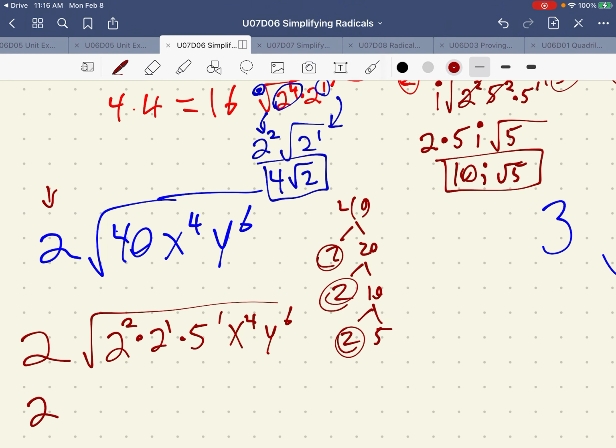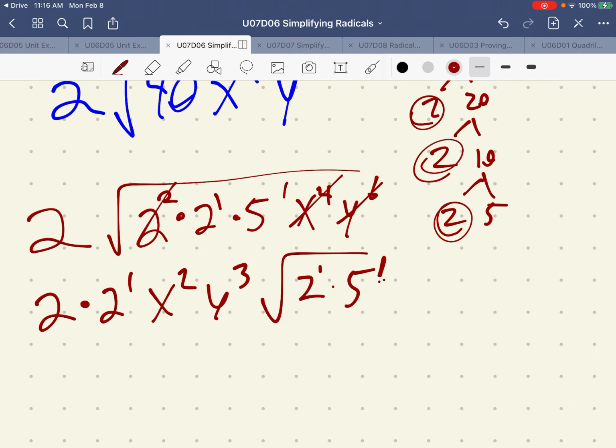So once again, we have the 2 that's already out here. When we take the square root of 2 to the second, it comes out as 2 to the first. When we take the square root of x to the fourth, it comes out as x to the second. When we take the square root of y to the sixth, it comes out as y to the third. And we are left with a 2 and a 5 inside of the radical. We're just going to simplify the outside and then simplify the inside. So the outside will be 2 times 2, which is 4, x to the second, y to the third, and on the inside we will have 10.